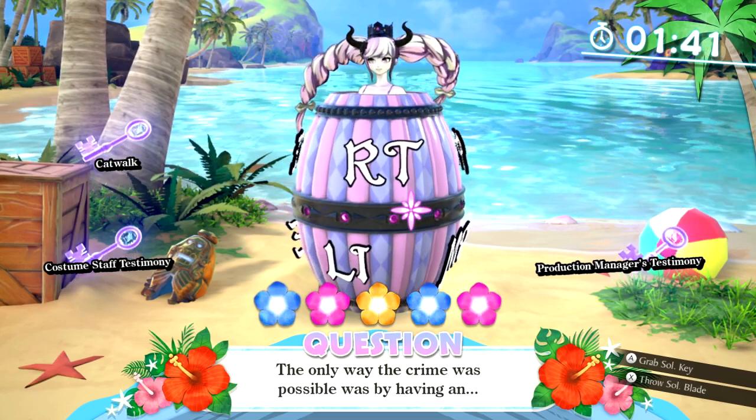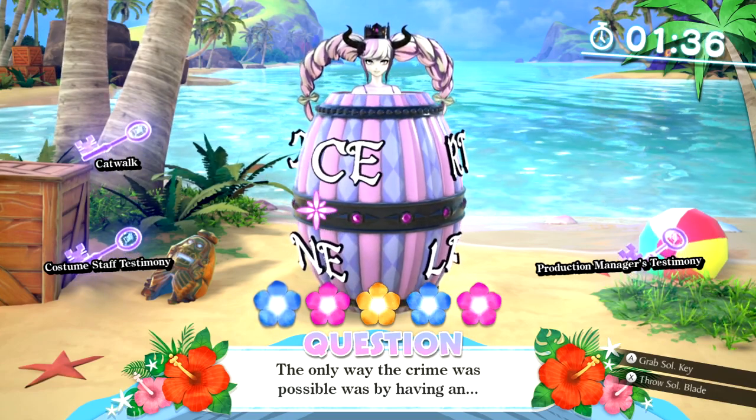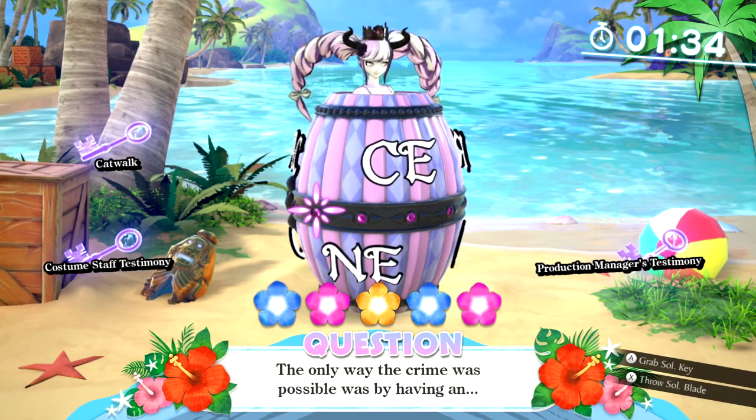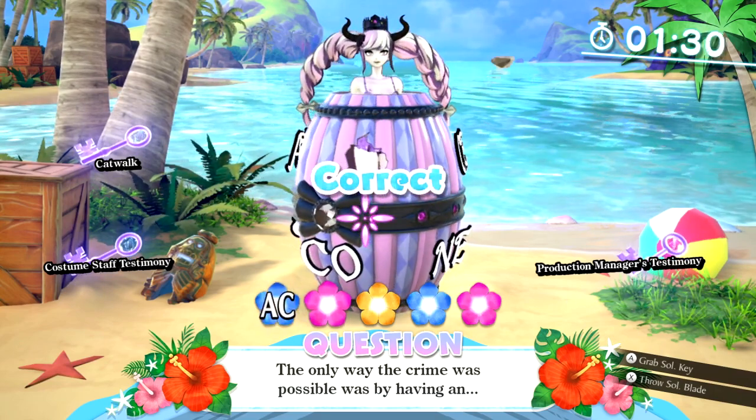Okay, I kind of do wish it would spin a little bit faster than this. I might turn that off. I didn't know it was going to be this slow. This actually wastes a lot of time. That's right!